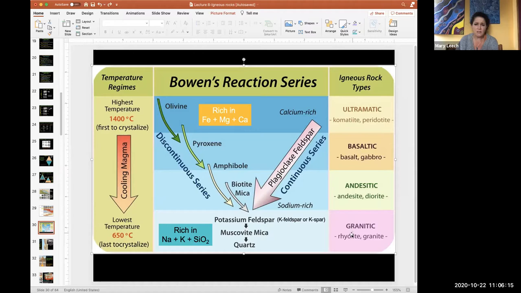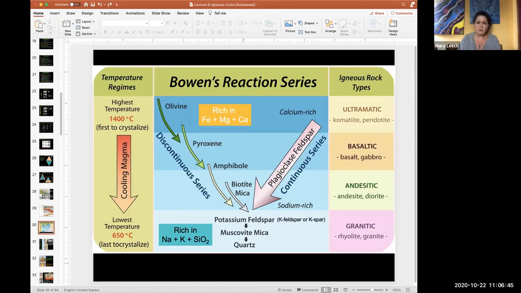This plot, this Bowen's reaction series works in the other direction too. So instead of thinking about this as crystallizing a magma, this can also be melting a rock if you go in the other direction. So you start down at the bottom of the plot. You start off with a rock that's at say 200 degrees. It's hot, but it's still completely solid because all the minerals have crystallized. So you've got a hot rock somewhere down in the crust.